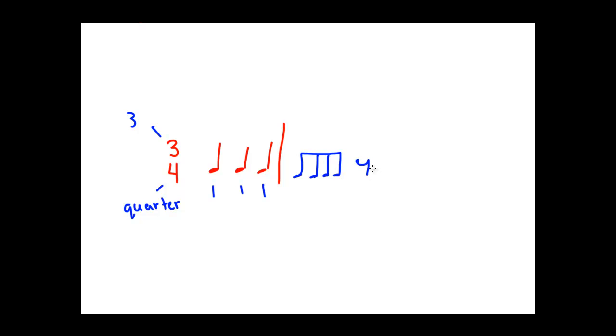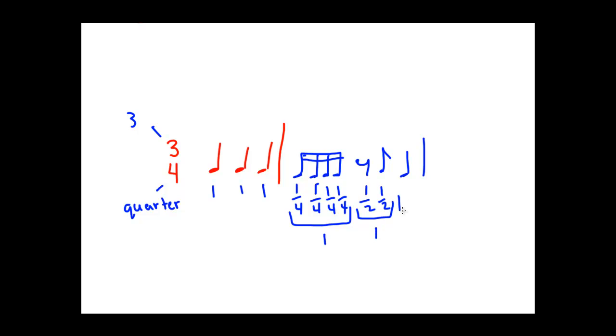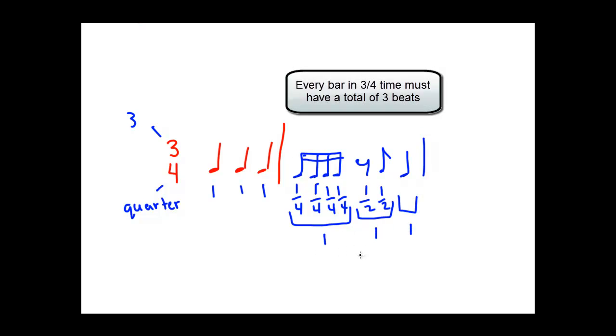So here is an example of 3/4 time. We have, apologies, we have 4 16th notes, each of them getting a quarter of a beat. So we know that altogether they will equal 1 beat. We have an 8th rest, an 8th note, which equals 1 beat, and then a quarter note, which equals 1 beat. Together we have 3, so it would be good.